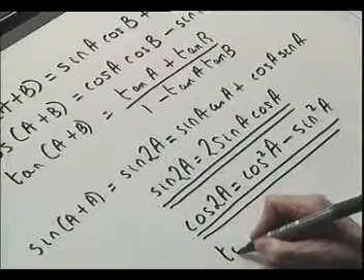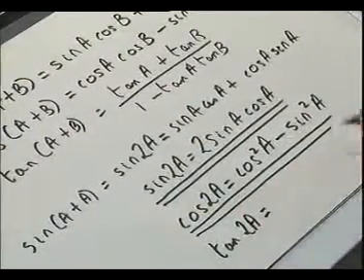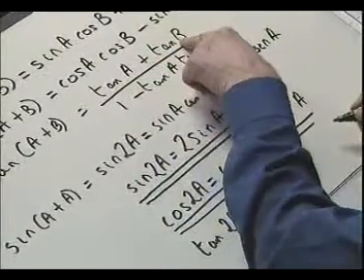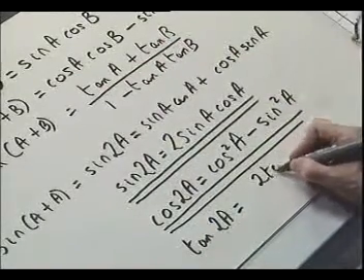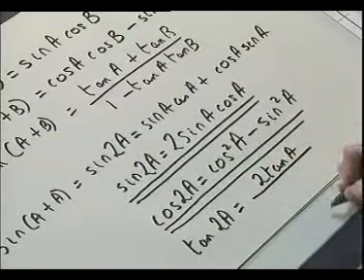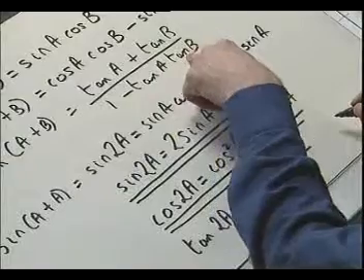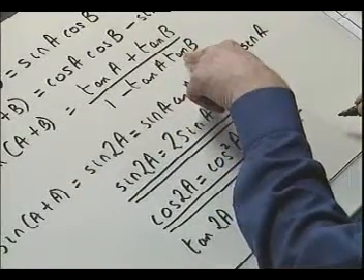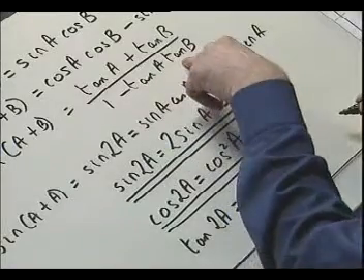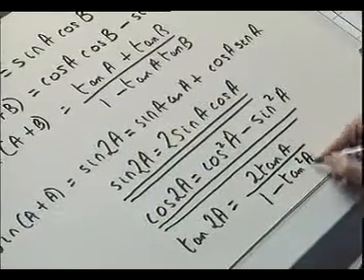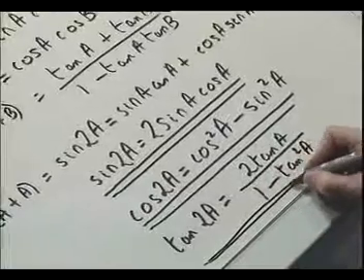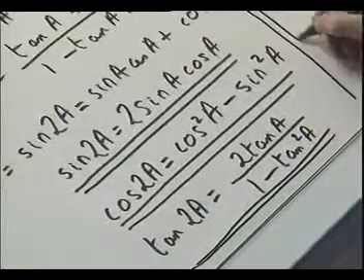Doing the same with tan. Tan 2A is equal to tan A plus tan B. This is now angle A. So it's tan A plus tan A, which is 2 tan A. All over 1 minus tan A tan B. But this is now A instead of B, so it's tan A. Tan A times tan A is tan squared. 1 minus tan squared A. And here are our three double angle formulae. Again, to be learned, to be recognised, and to be used.